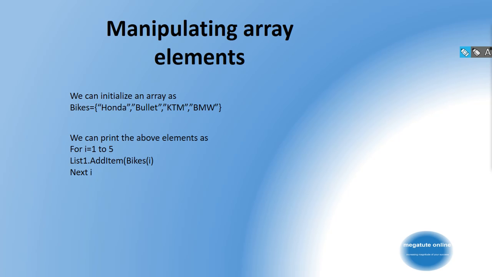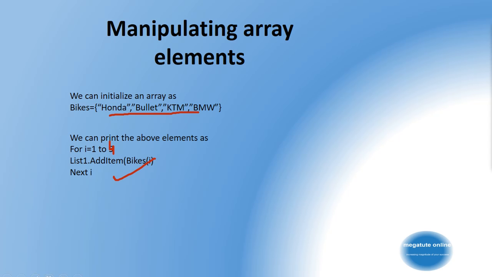Now we can also print the above elements as shown above there. If I have to print all these elements, actually there are 4 elements, so I need to run the loop till 4. I'll just run a loop from 1 to 4 and print it out. So they will get printed out.